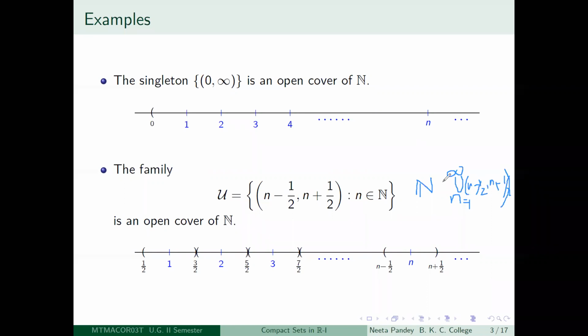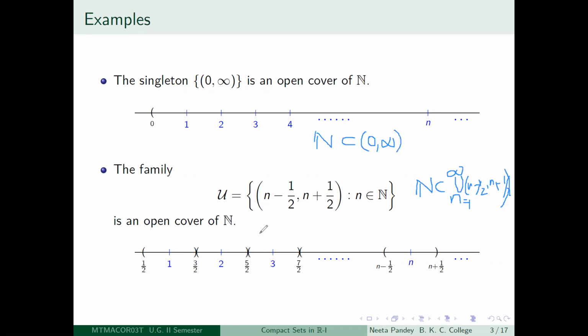So n is a proper subset of this union, and so this union is forming an open cover of n. Similarly for this one, right? So since, for the first example, n is a proper subset of the open interval 0 to infinity, hence you can say that the open interval 0 to infinity is also an open cover.